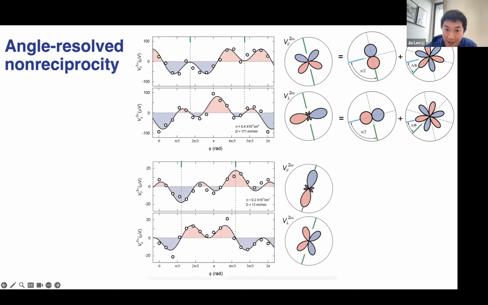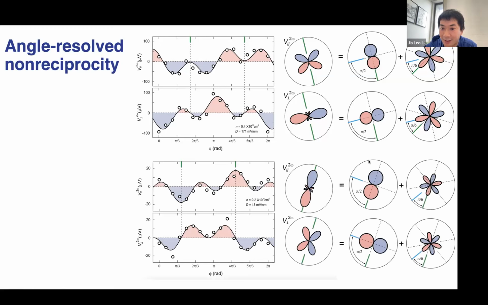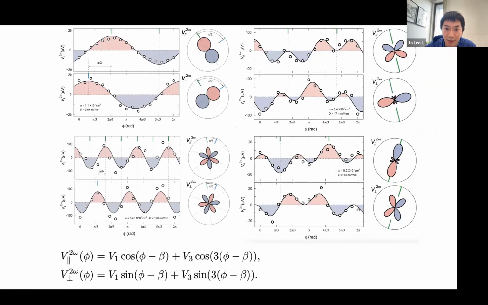And vice versa, a lot of it looks like this, right? In the longitudinal channel, the one-fold and three-fold components are in phase, and in the transverse channel, they're out of phase, right? So to sum up, all of the angular dependence can be universally expressed by this one simple equation. There are two amplitude terms, the one-fold amplitude and the three-fold amplitude, but there's only one mirror axis or mirror plane direction, right?